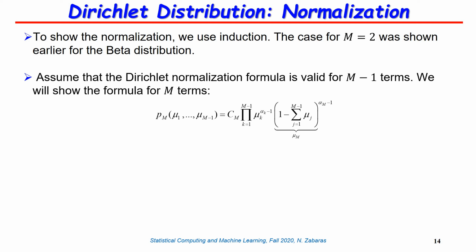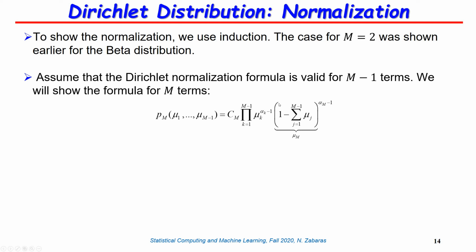What we're going to do is integrate over mu subscript m minus 1 to make this distribution become a Dirichlet distribution in the m minus 1 dimensional space, which we know is normalized. From the normalization in m minus 1 dimensions, we're going to be able to say something about what this coefficient Cm is, and it turns out that Cm is the normalization coefficient that we saw before for m dimensions. Again, I am not going to do the algebra.